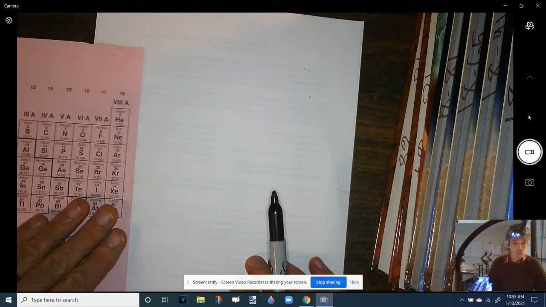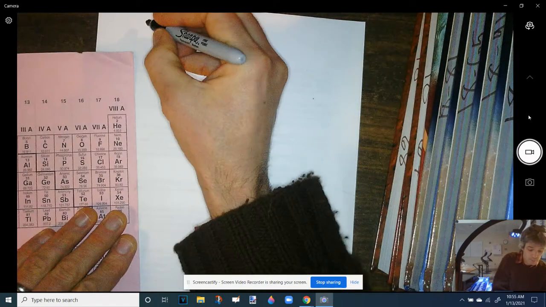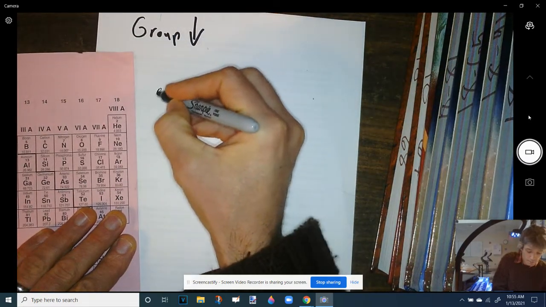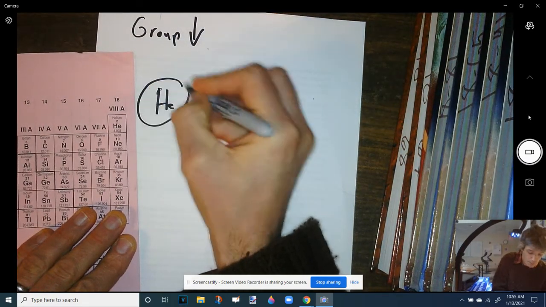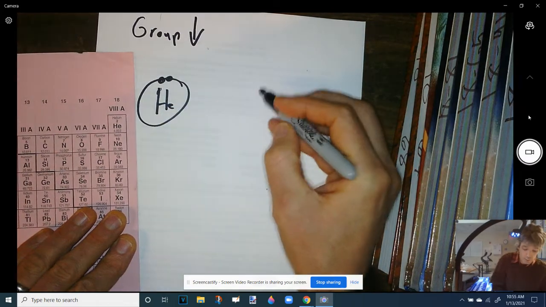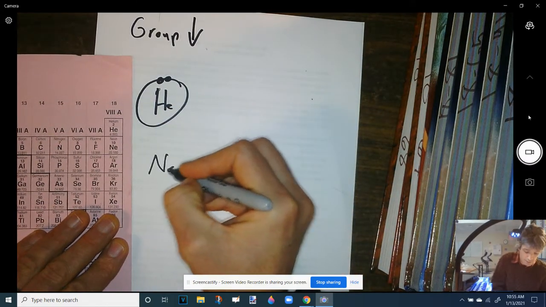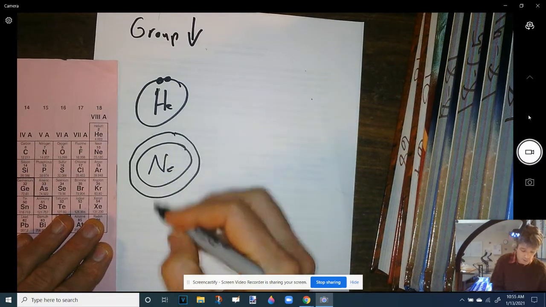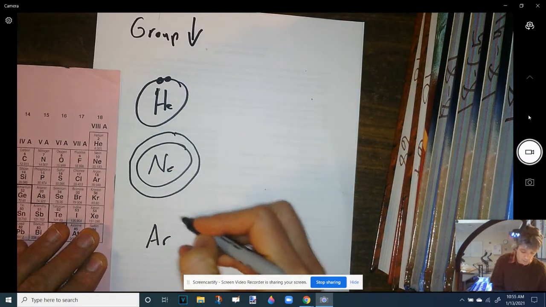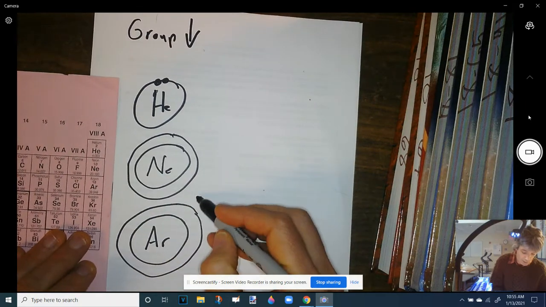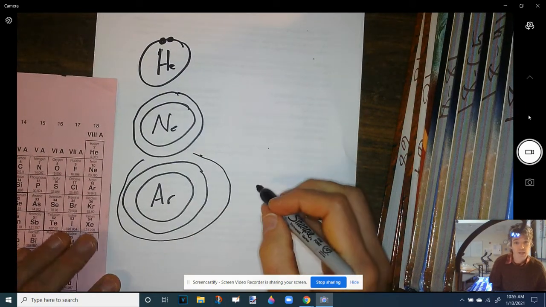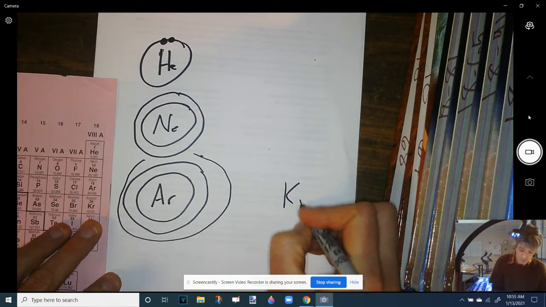Now, as you go down a group, helium would have 1 ring, neon would have 2, argon would have 3, and krypton would have 4.